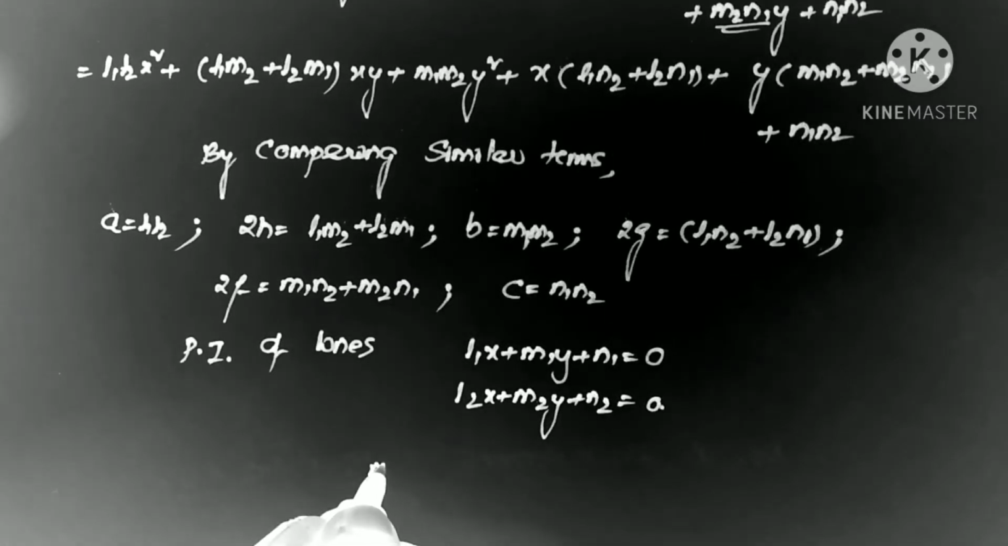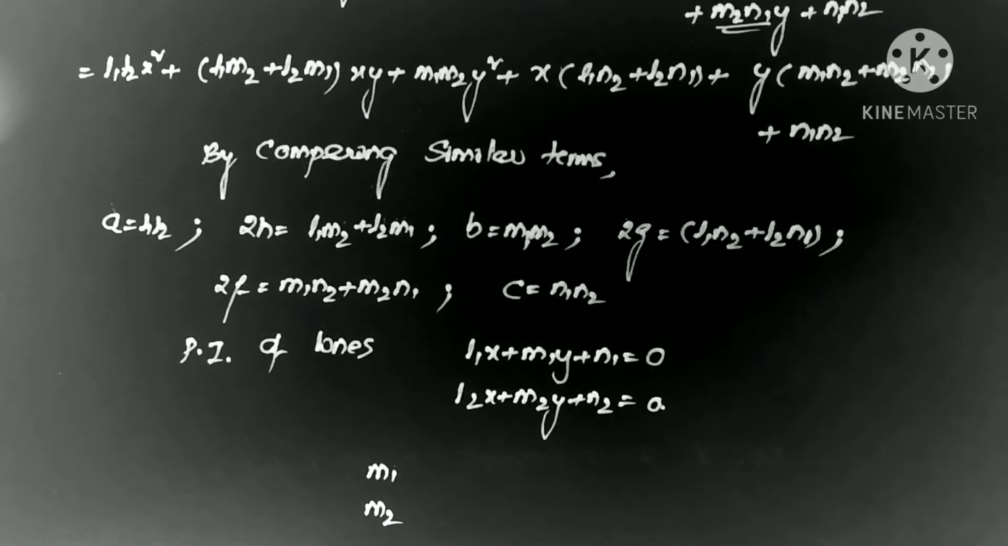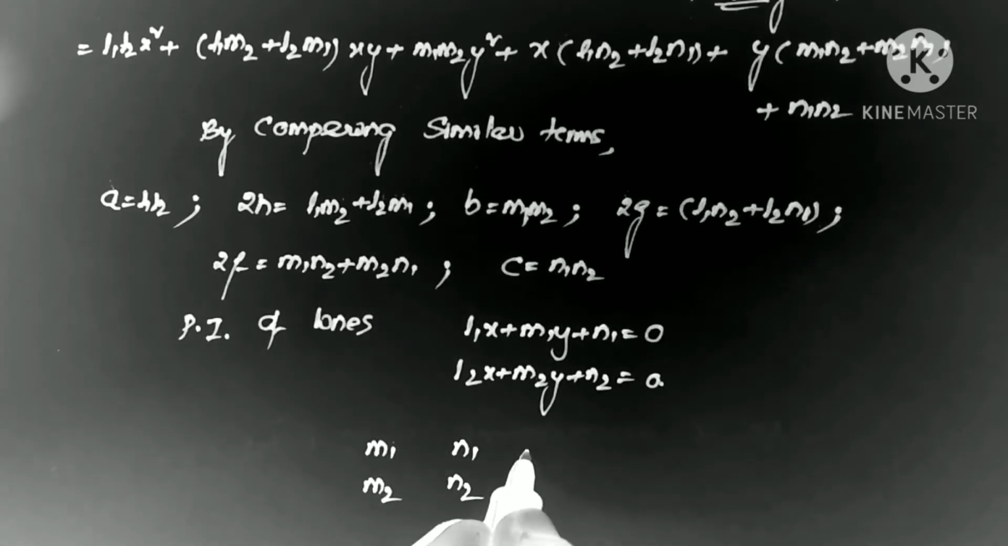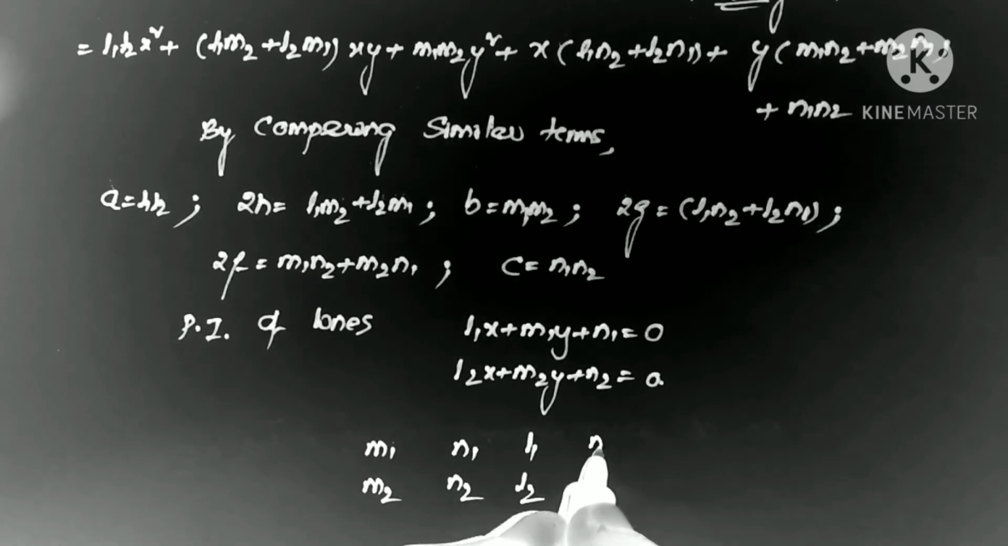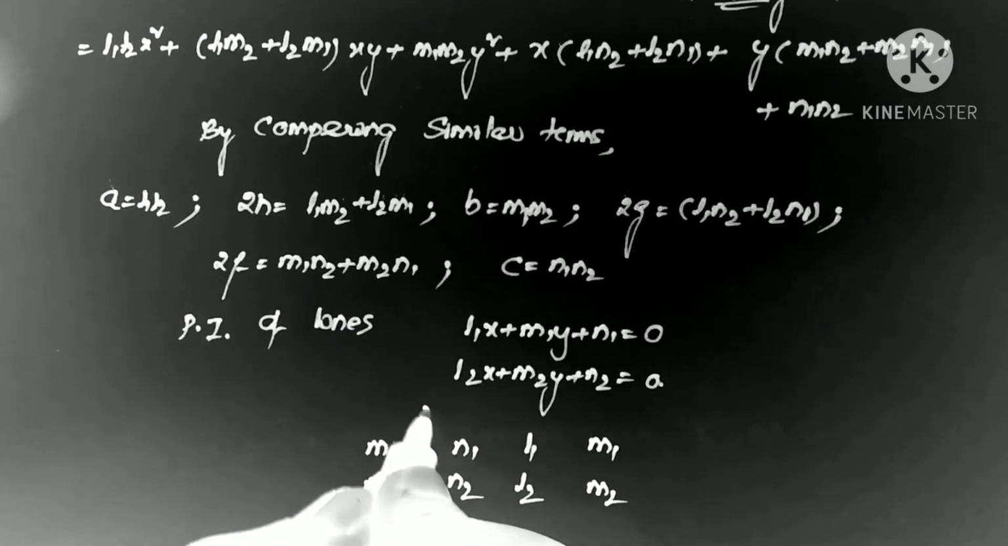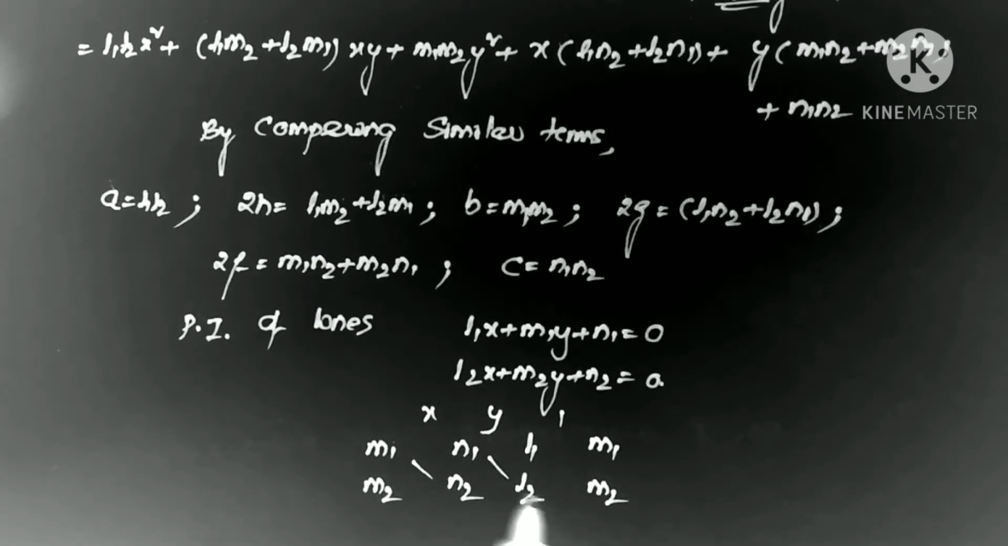First we take the middle values. Point of intersection, cross product method. First we take the middle values, next the last values, next the first values, again the middle values. Middle, last, first, again middle. And here we put x, y, 1.